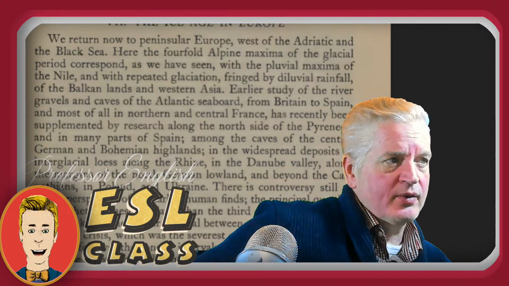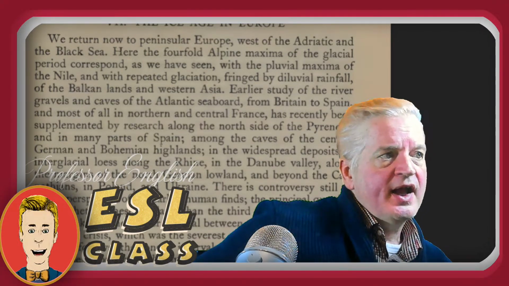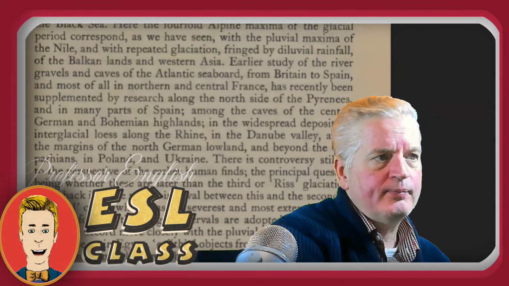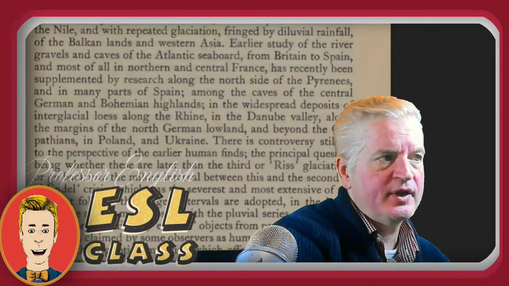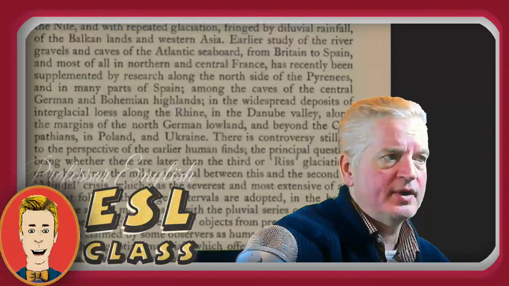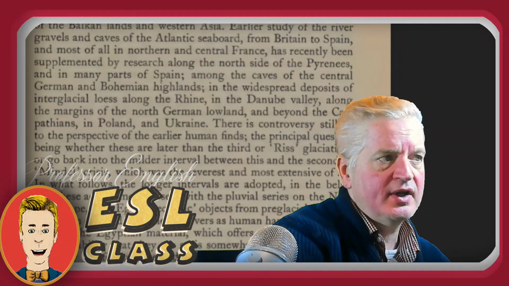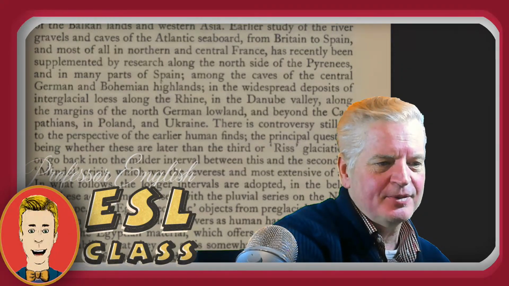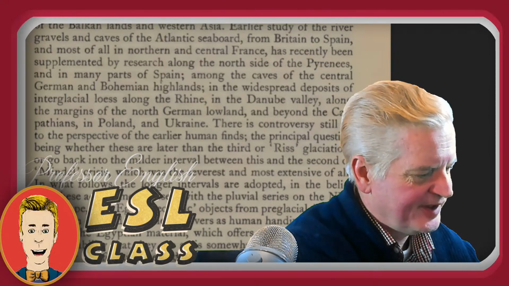Earlier study of the river gravels and caves of the Atlantic seaboard from Britain to Spain, and most of all in northern and central France, has recently been supplemented by research along the north side of the Pyrenees, and in many parts of Spain among the caves of central German and Bohemian highlands. In the widespread deposits of interglacial loess, that was a word that we saw last time too, loess, but I can't remember what it means. So I'm going to look it up again.